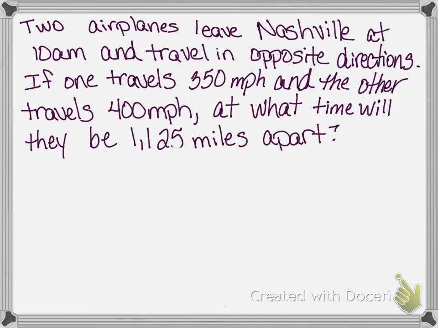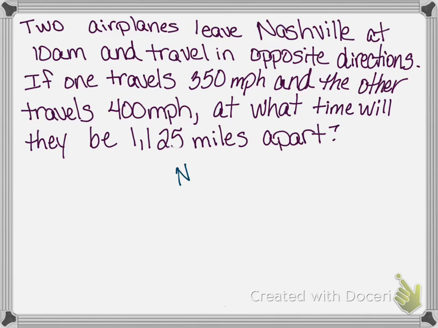So what we've got here is two airplanes leave Nashville at 10 a.m. and they travel in opposite directions. If one travels 350 miles per hour and the other travels 400 miles per hour, at what time will they be 1,125 miles apart?